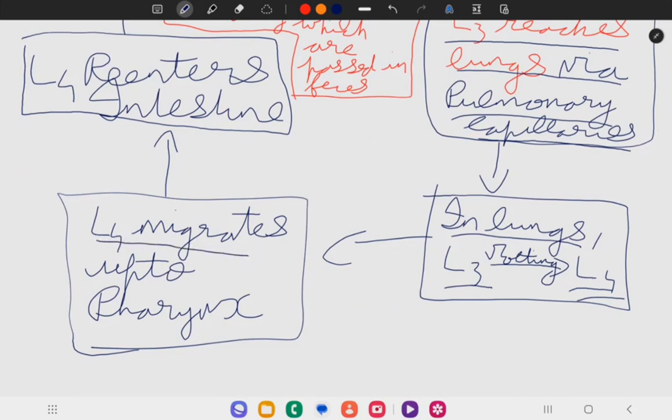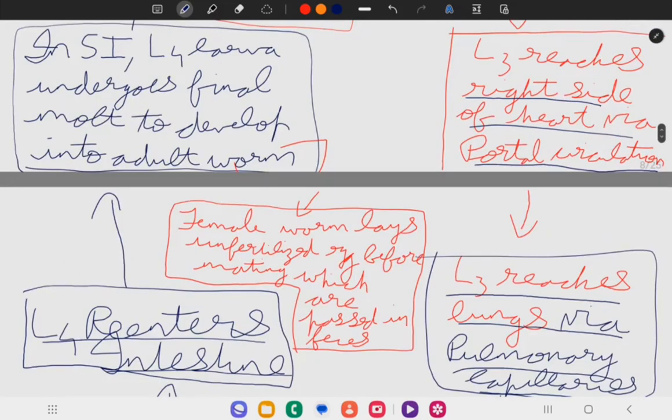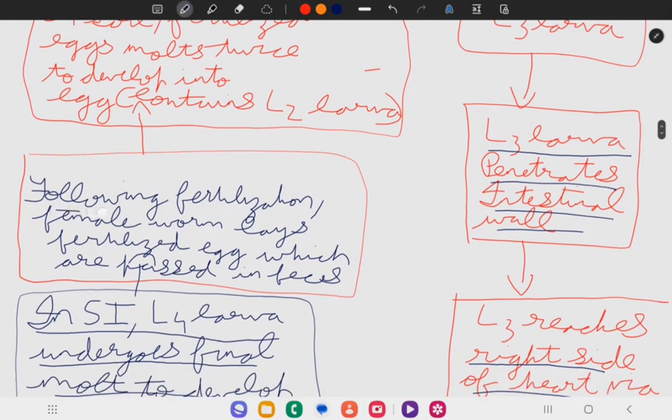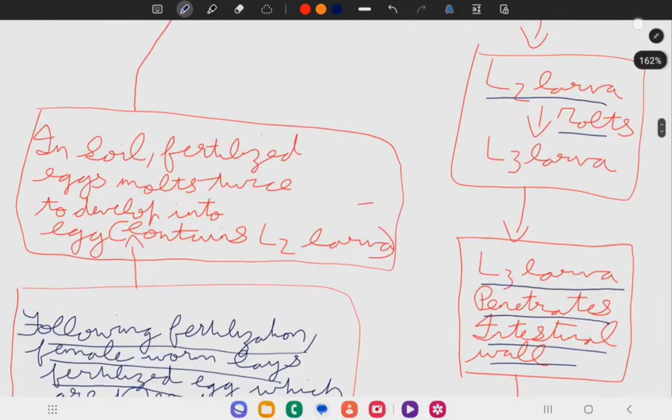L4 larva migrates up to the pharynx, and L4 larva re-enters the intestine via swallowing. In the small intestine, L4 larva undergoes the final molt to develop into the adult form. Following fertilization, the female worm lays fertilized eggs which are passed in feces.